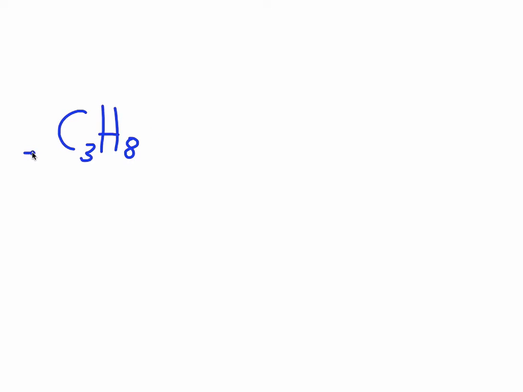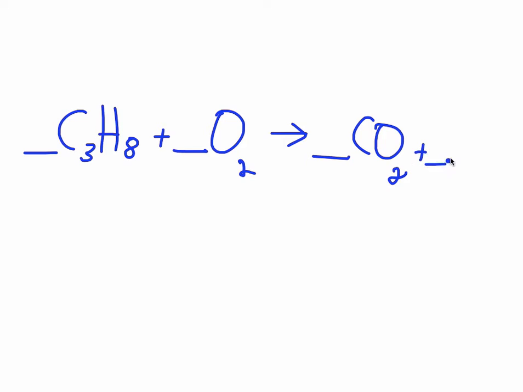C3H8 plus O2 goes to CO2 plus H2O. This is a combustion reaction. So I'm going to go from left to right, starting with the carbons. 3 carbons here, 1 carbon here. That 2 only counts for the O. Common mistake. So I'm going to start over.